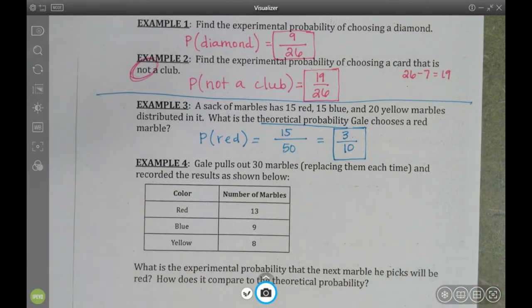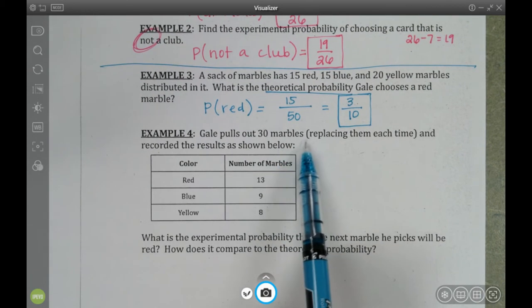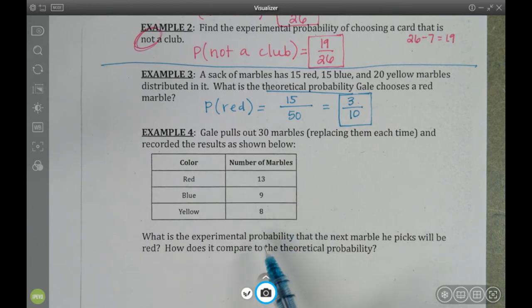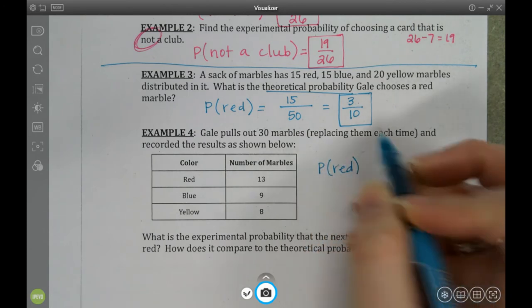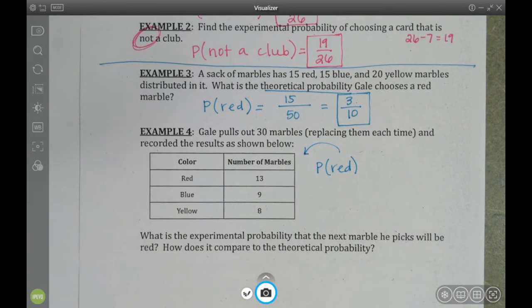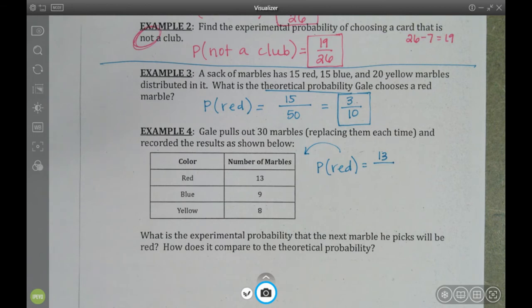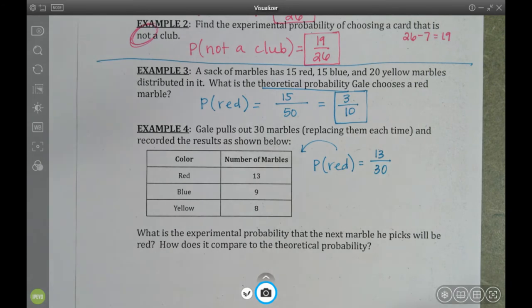Okay, now Gail is going to perform the experiment. He pulls 30 marbles, replacing them each time, and records the results as shown below. He pulled 13 red, 9 blue, and 8 yellow. So what's the experimental probability that the next marble he picks will be red? 13 out of how many marbles did he pull? 30. But how does it compare to the theoretical probability?